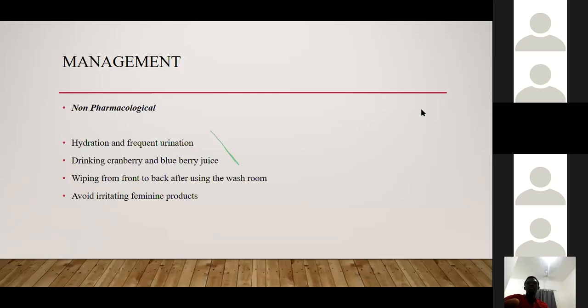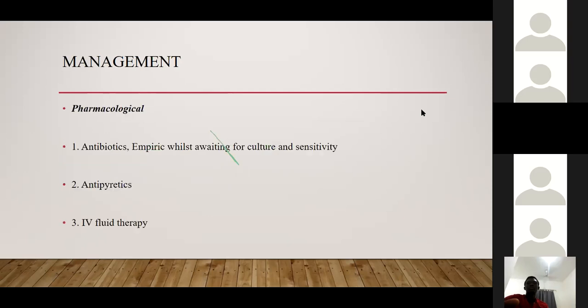When you use the washroom, you have to make sure that you are not wiping from the back to the front. Okay, you do vice versa. The female should try as much as possible to avoid irritating feminine products, because this will breach your urinary tract mucosa down there and will predispose you to getting UTIs. Because once the mucosa is breached, bacteria can enter easily. Then, of course, pharmacological key, we do antibiotics.